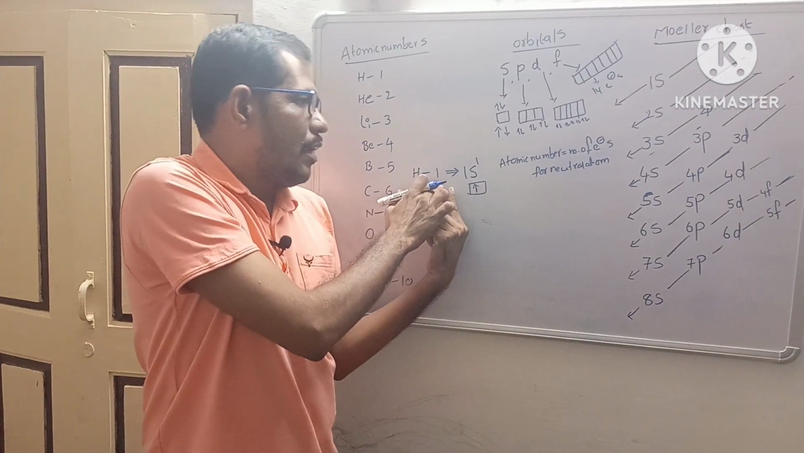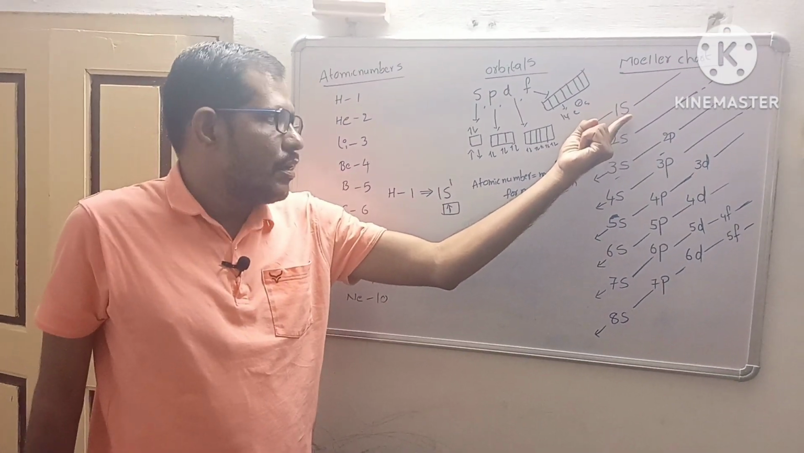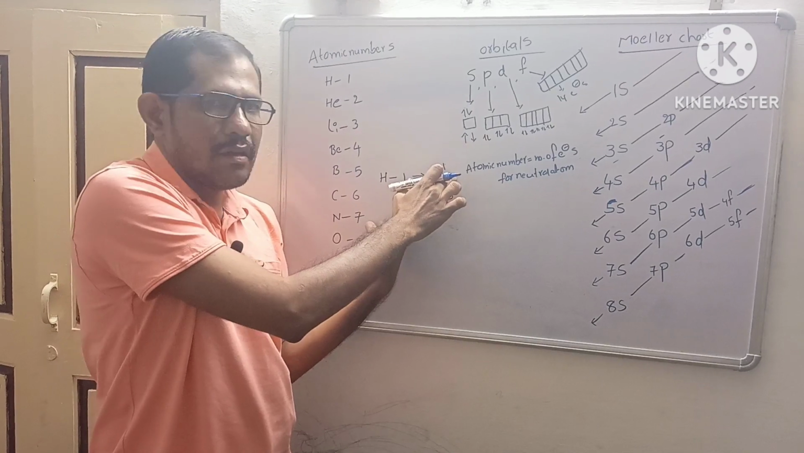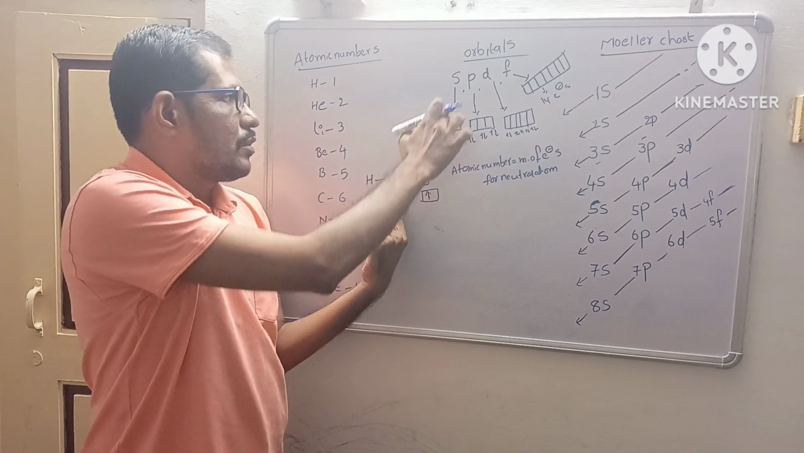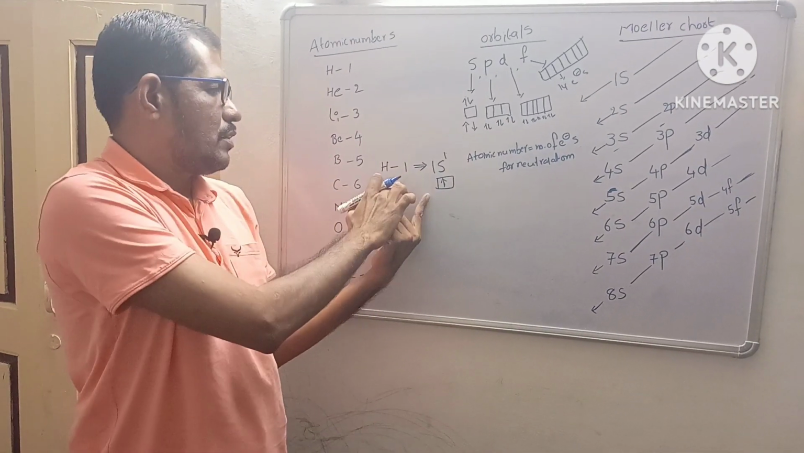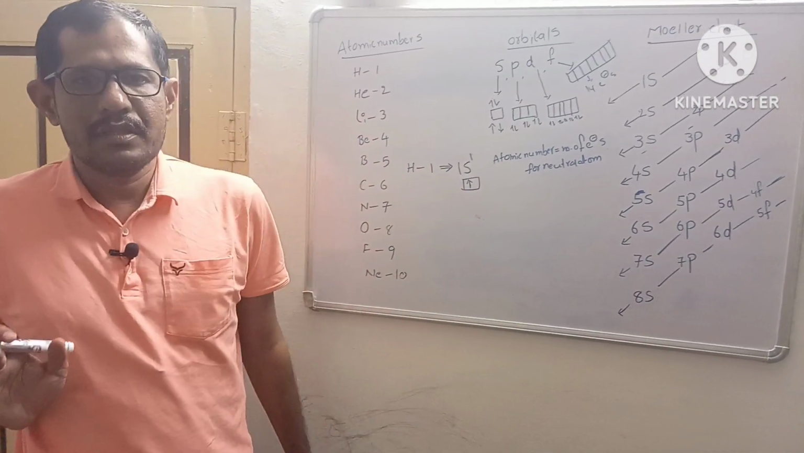First write the element, atomic number, go to the Euler chart, write the orbital. So atomic number 1 means there is 1 electron. So write 1s1. The s orbital contains only 1 box. Fill that electron into this box. So hydrogen 1, 1s1. Electronic configuration is over.